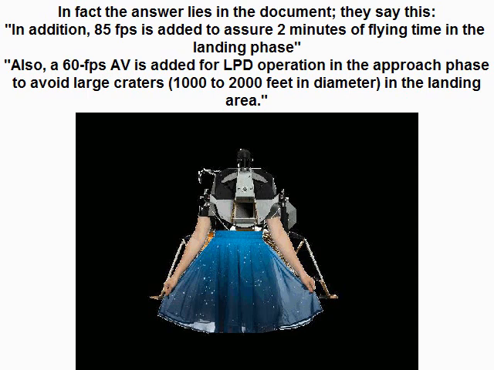In fact, the answer lies in the document. They say this: "In addition, 85 feet per second is added to assure 2 minutes of flying time in the landing phase. Also, the 60 feet per second of V is added for LBD operation in the approach phase to avoid large craters, 1,000 to 2,000 feet in diameter, in the landing area."